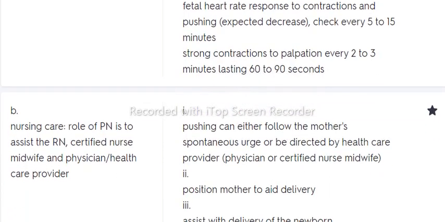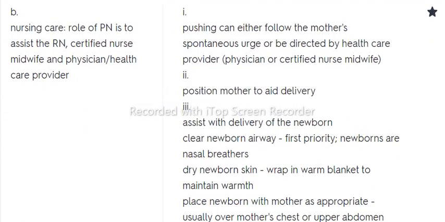Nursing care. Role of PN is to assist the RN, certified nurse midwife, and physician healthcare provider.